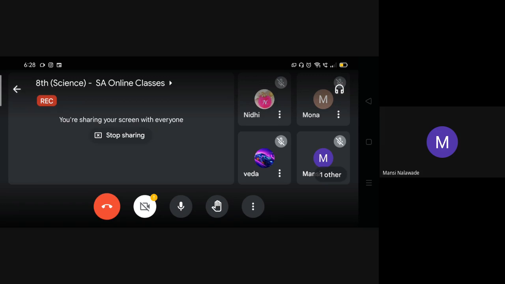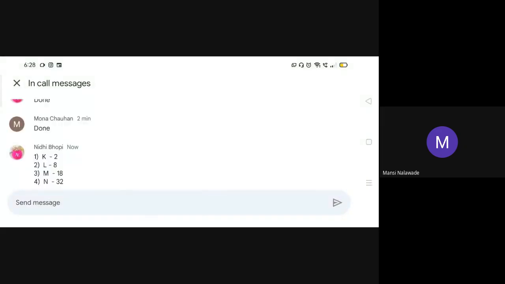Okay. Whoever has completed, write your answers in the chat box. Denote the shell, and after that the number, like this: K2, L8, M18 and N32. Good. This was from Nidhi, Mansi and Hariom. Write yours also.